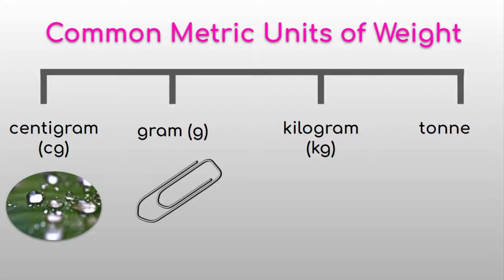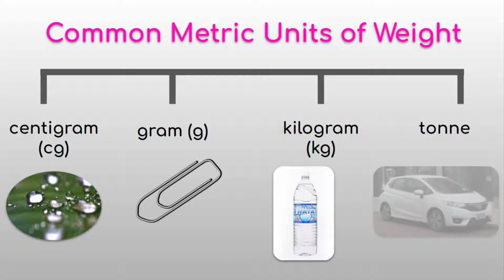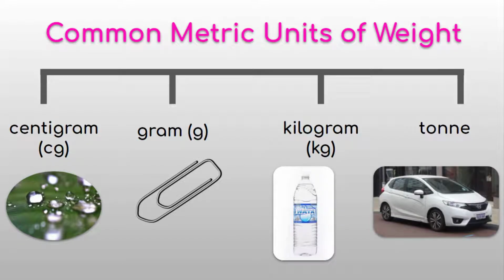A kilogram is 1,000 grams. It is the base unit for mass. It is also the same as 2.2 pounds. A liter of water typically will weigh 1 kilogram. And finally, a ton is 1,000 kilograms, and that is very heavy. I don't think you'll be able to lift that up on your own. A small car usually weighs a ton.